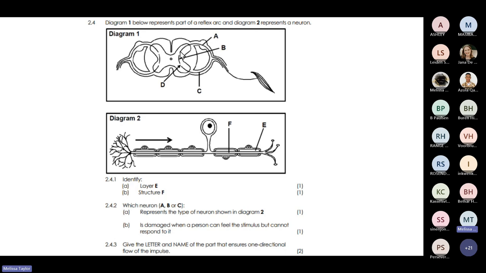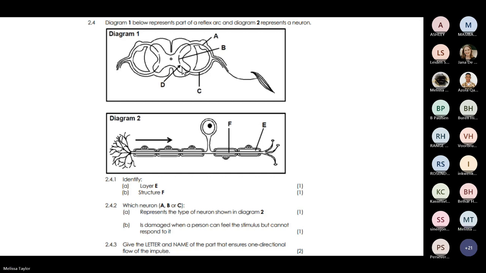And then B's question: which neuron is damaged when a person can feel the stimulus but cannot respond to it? So I thought that's a nice way for me to quickly remind you that if the information from the receptor comes in at the sensory neuron and that neuron is working fine, then it's going to get to the spinal cord, which will eventually go to the brain. So the person will feel it.